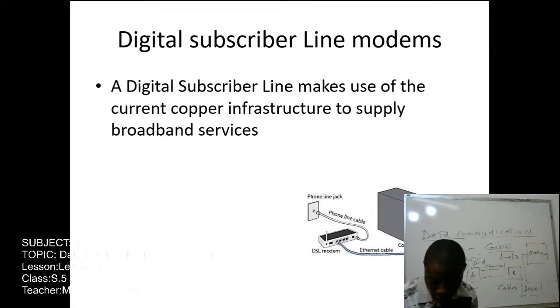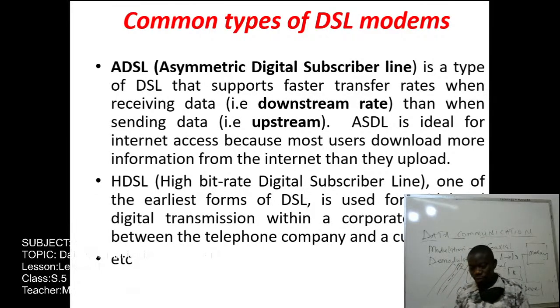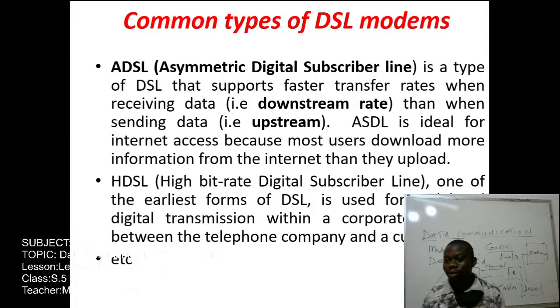Then we move on to another one. Let us talk about the common types of digital subscriber modems. We have the asymmetric digital subscriber line, a type of modem that supports a faster transfer rate when receiving data. So when you are downloading information, videos, and so on, and you are connected through that type of modem, you will be able to download very fast. That is ideal for internet access because most users download more information compared to uploading. It is rare to find someone uploading; every time you think about downloading.